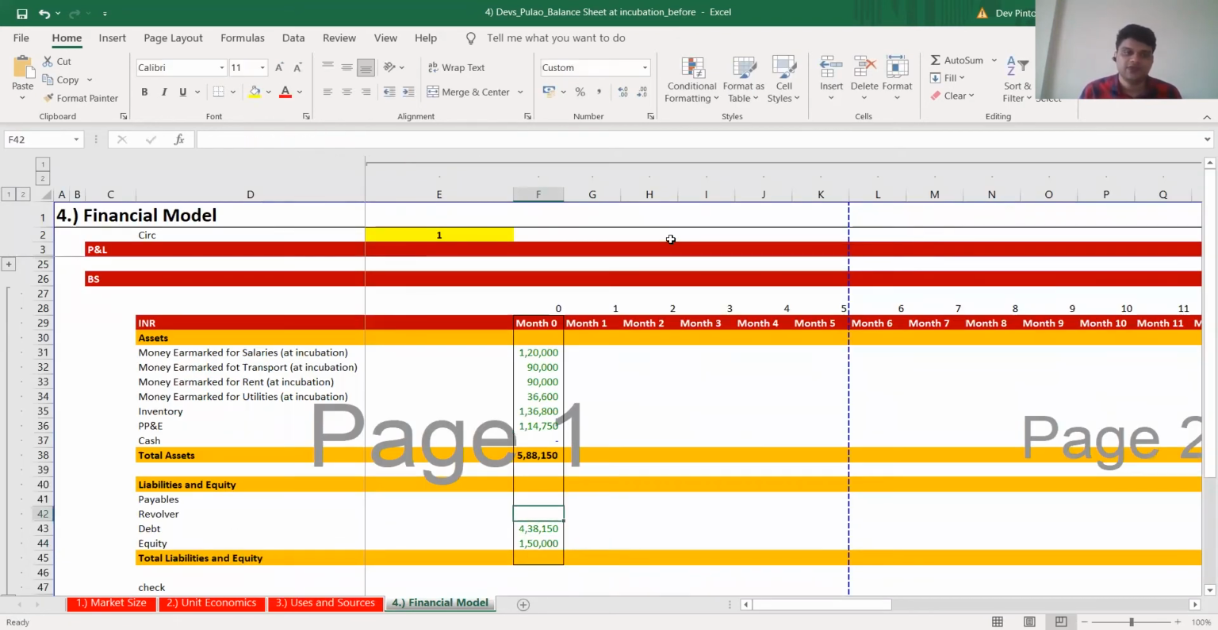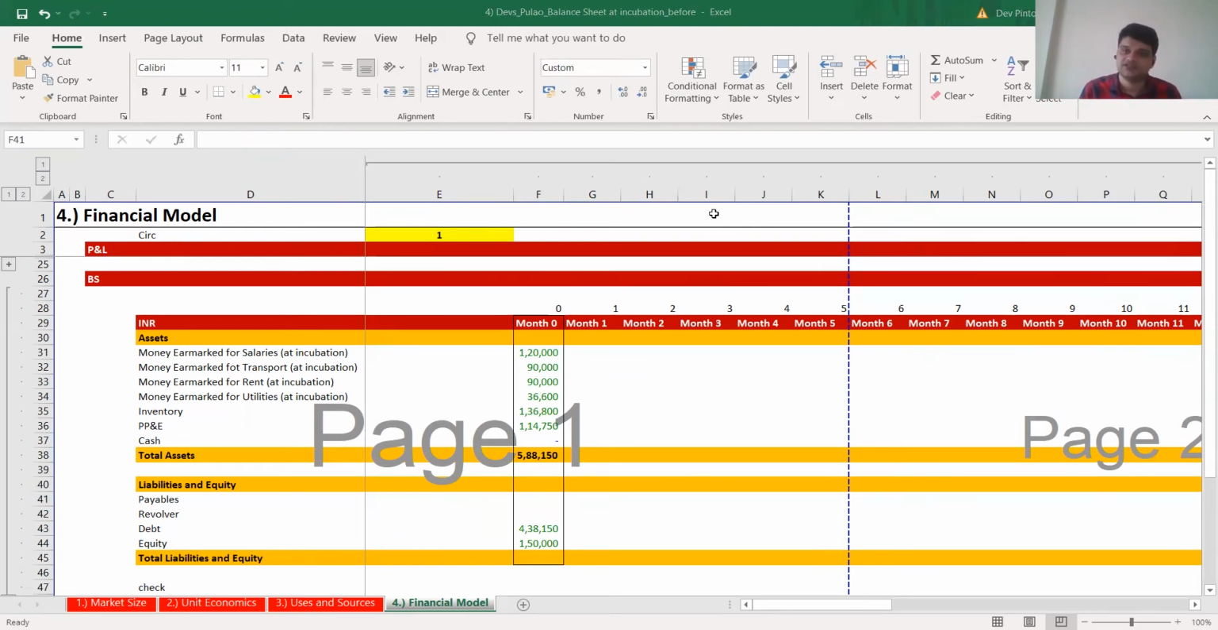1.5. Now you might ask me, what are the other two items? Payables and revolver. So let's take them one by one. Payables is nothing but the credit that you have on your inventory from suppliers, which is the money that you owe to your suppliers for your raw materials.